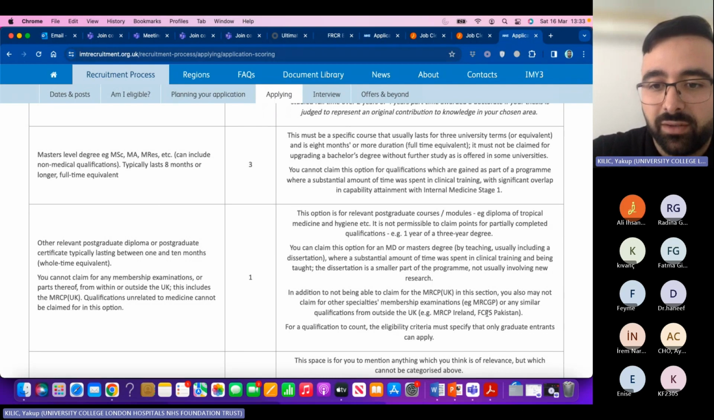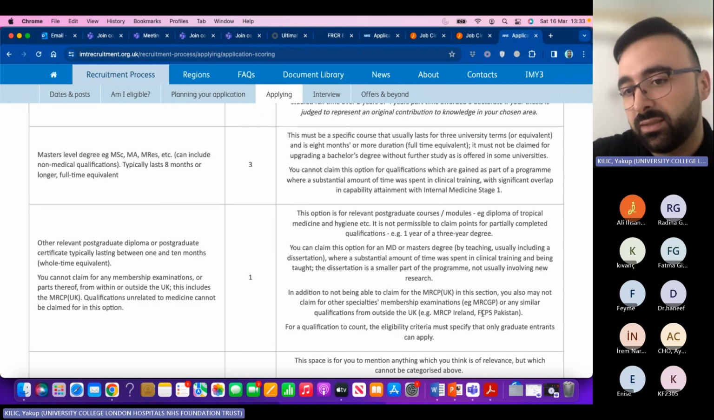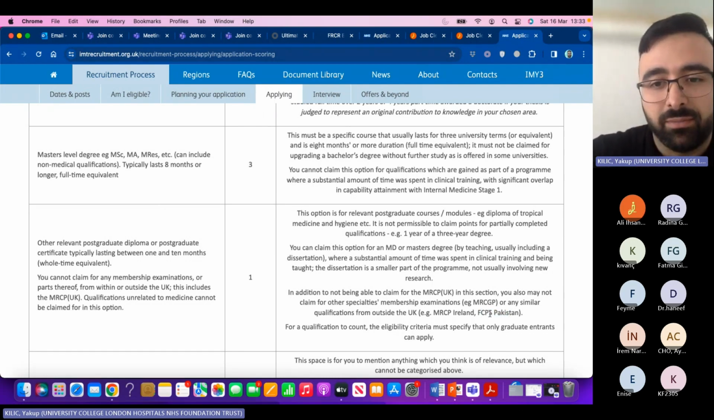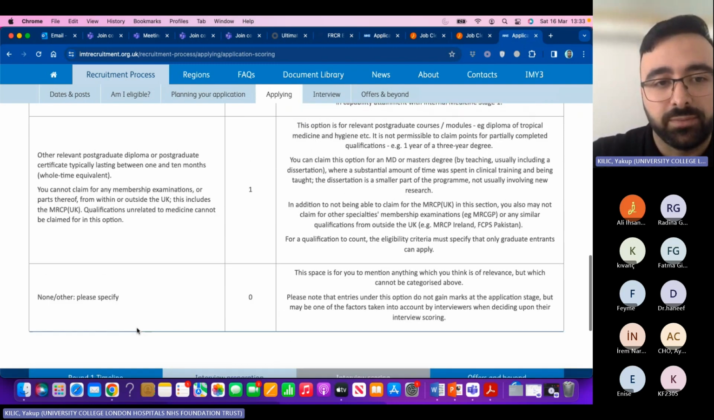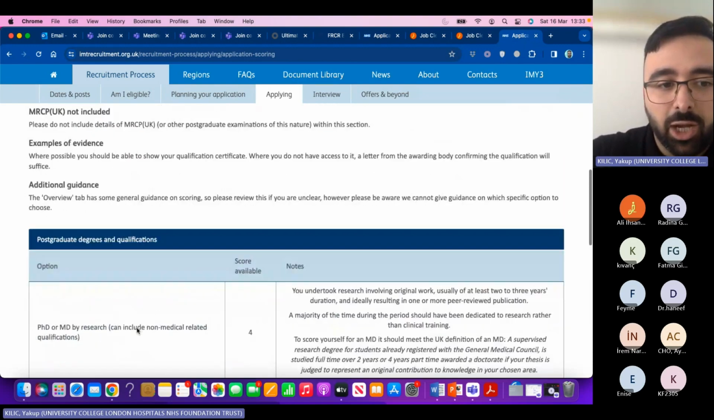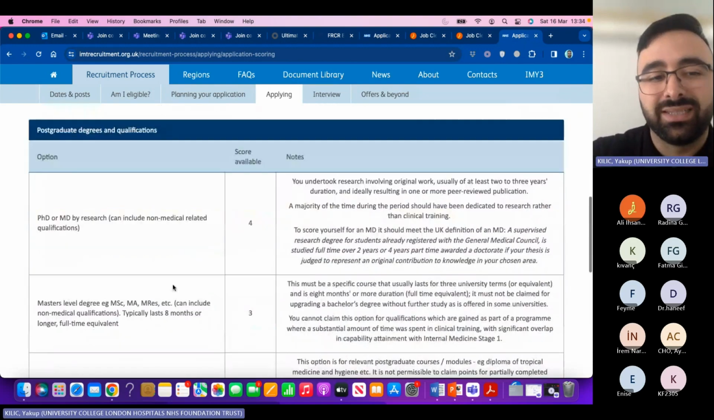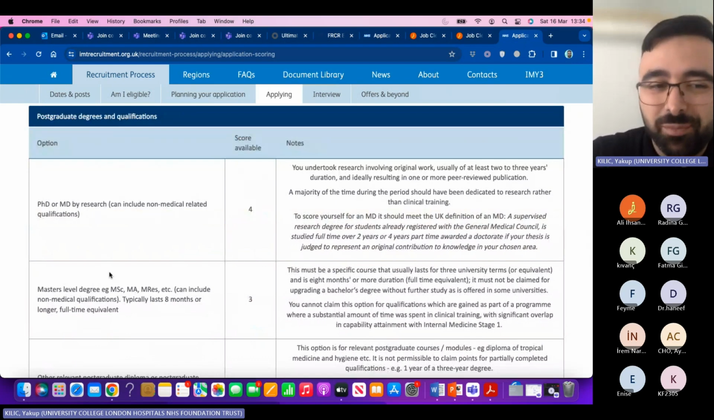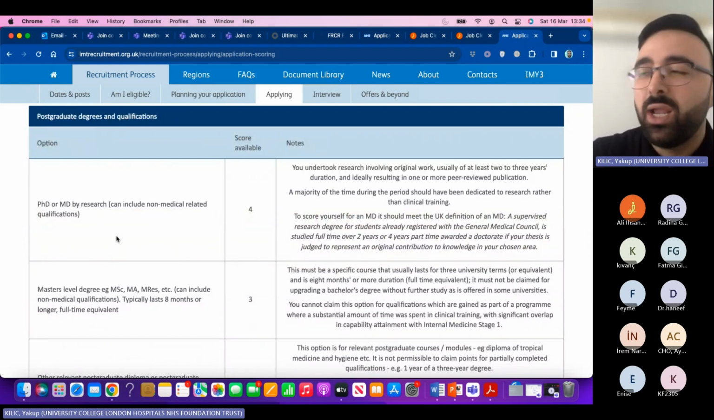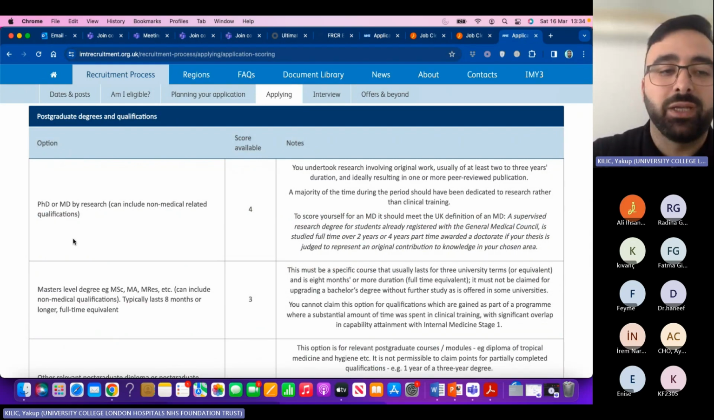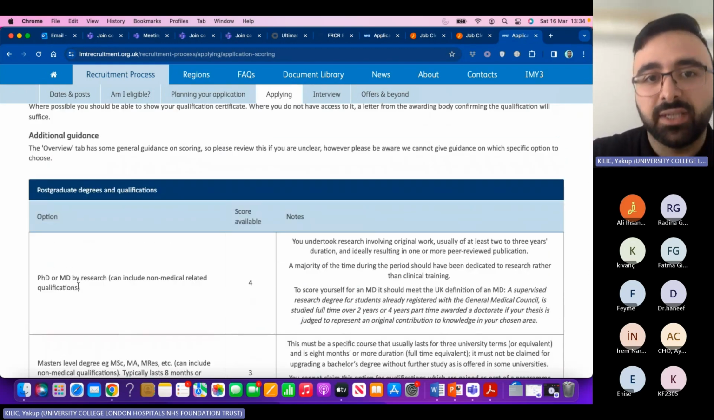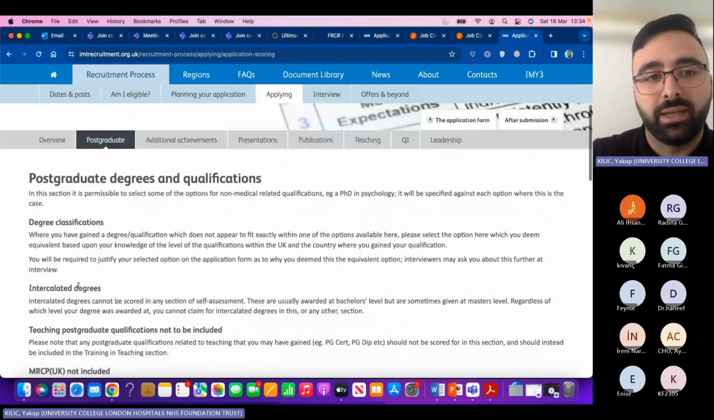You also can't use things like, if you're from Pakistan, the FCPS diploma. I don't know exactly what that is, but I'm guessing it's probably a higher training diploma. So this section is for any other diploma, even things like PG certs in anything specific, and that'll score you 1 point. But I wouldn't dwell much on this section, to be honest. Either you have a PhD or a master's, or you don't. I wouldn't spend years trying to do a PhD because there are other sections where you can easily score, which I'll explain now.